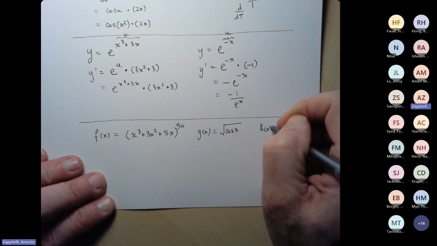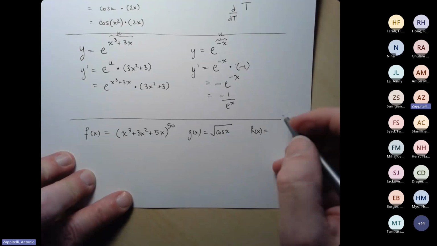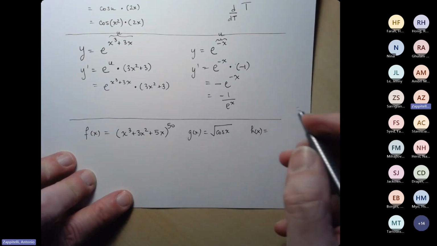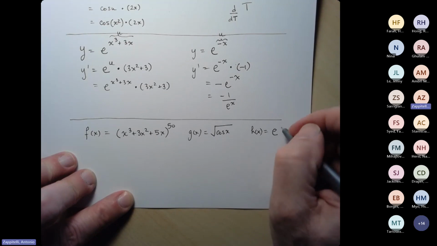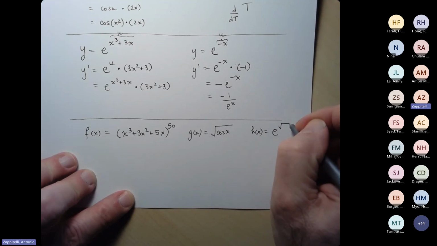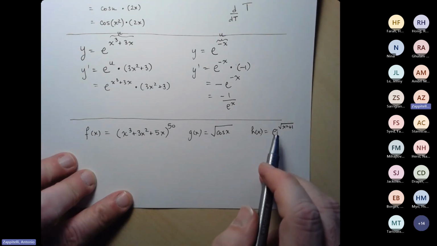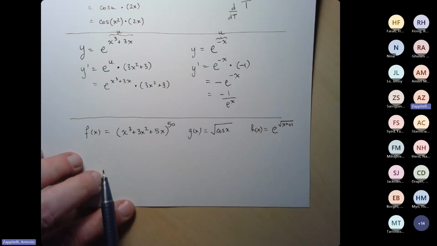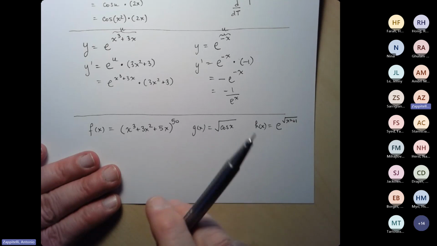And if you want, I can give you one that's a little more interesting here, okay? We're going to do e to the square root of x squared plus 1. This one's a little more interesting, okay? So let me give you a couple of minutes to work on this.